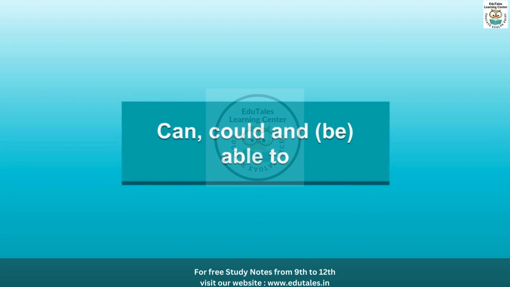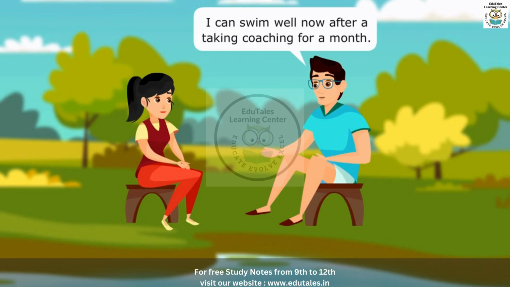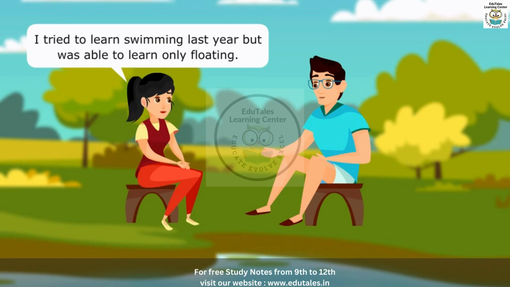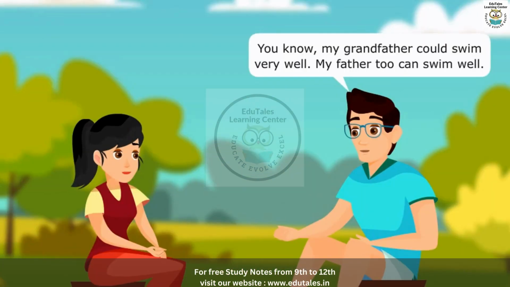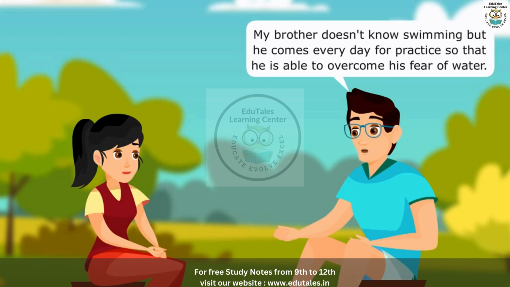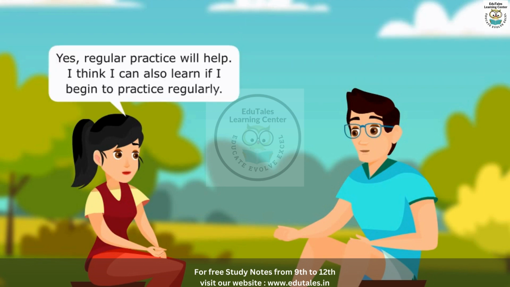Can, could, and be able to. I can swim well now after taking coaching for a month. I tried to learn swimming last year but was able to learn only floating. You know, my grandfather could swim very well. My father too can swim well. My brother doesn't know swimming, but he comes every day for practice so that he's able to overcome his fear of water. Yes, regular practice will help. I think I can also learn if I begin to practice regularly.